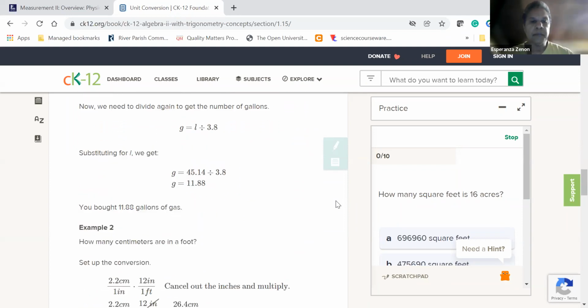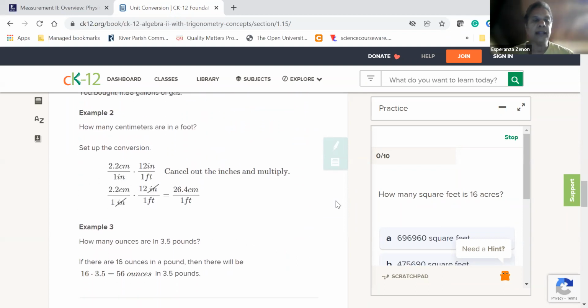Let's see, I'm looking for a different example. I like this one, number 2, because this is one that shows a conversion that you use quite often in this course. They want to know how many centimeters in a foot. And they're using a conversion factor 2.2 centimeters for every inch. Actually, we could be a little bit more precise than that. It's actually 2.54, but they round it to 2.2. So 2.2 centimeters per inch times 12 inches in a foot.